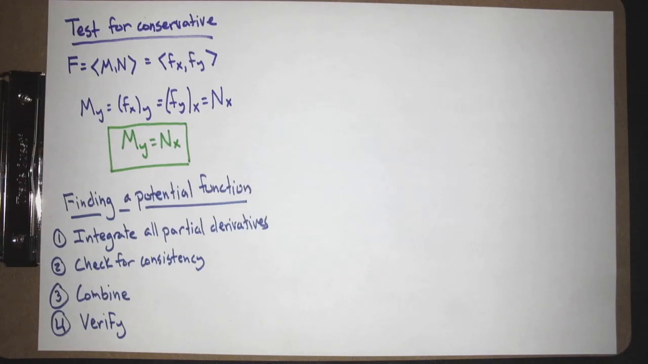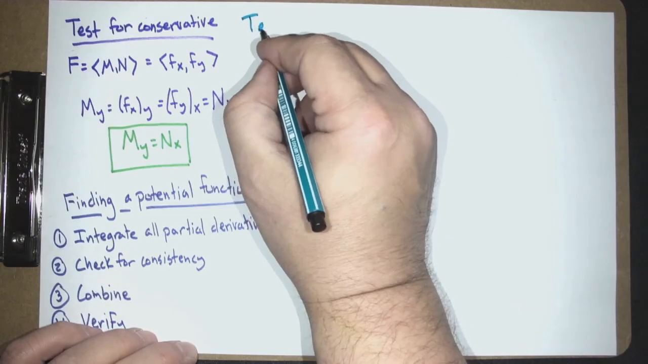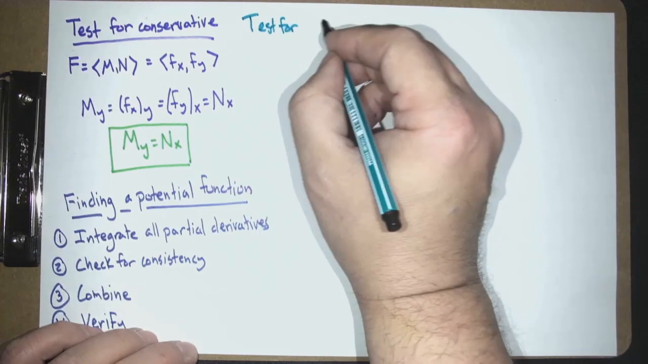Now that's if you're in 2 dimensions. What about 3 dimensions? There is a test for conservative in 3D. Do you remember the test?